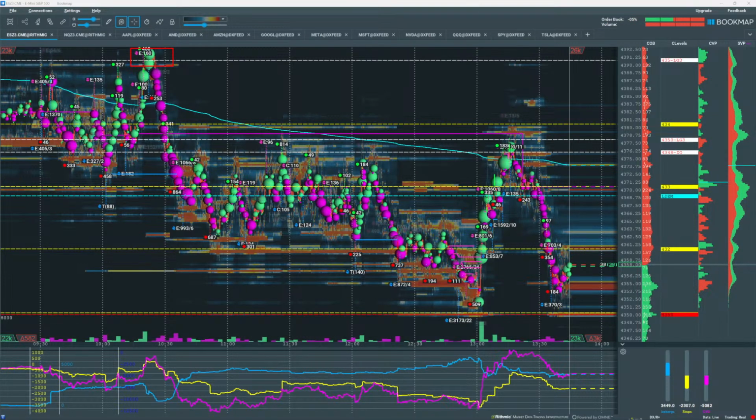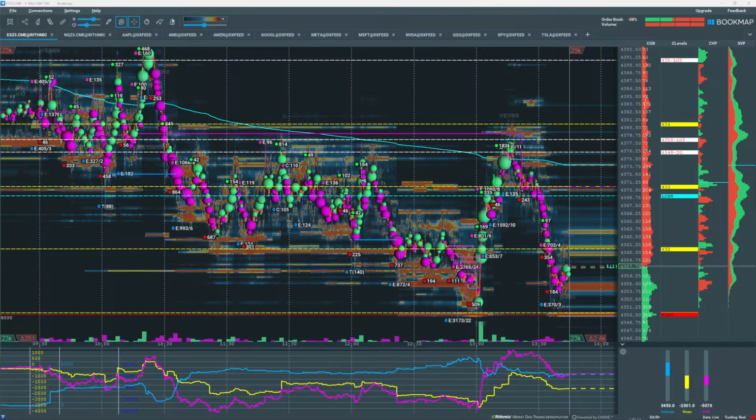All right, so those are the levels in play for the S&P 500 today. Both SPX and SPY levels, Spotgamma levels, definitely in play for today. All right, let's take a look at NASDAQ now.